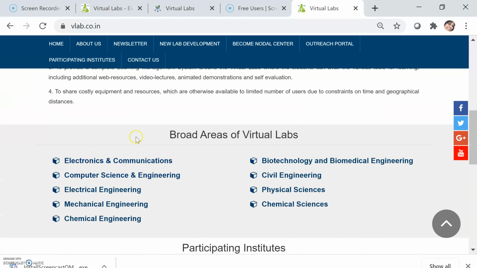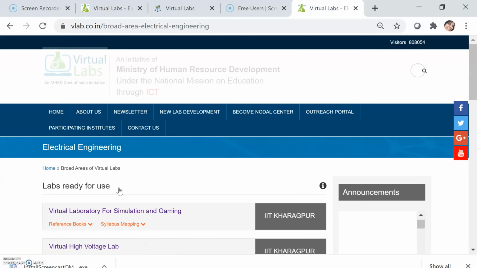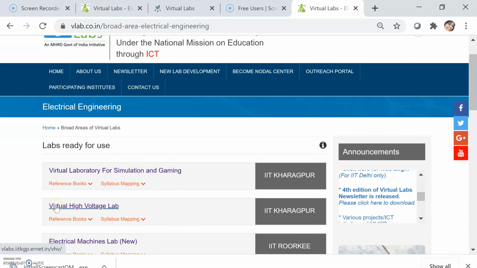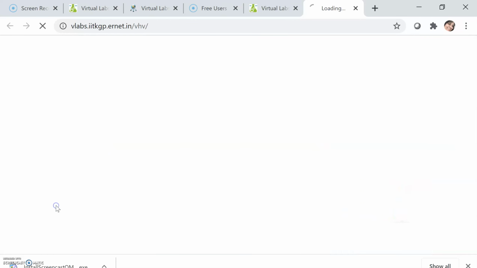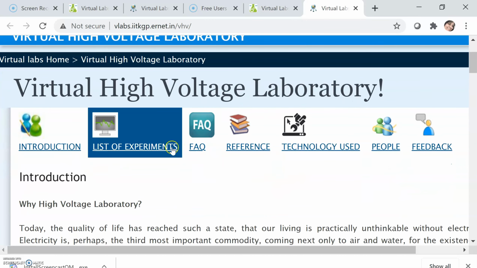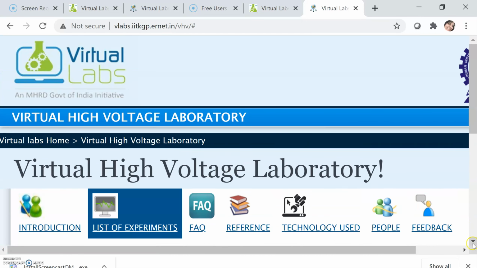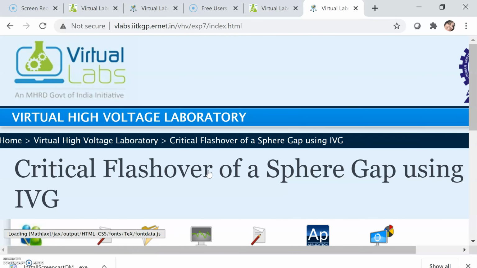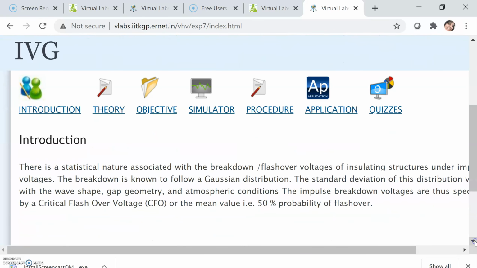So there are a number of subjects. Today we'll perform an experiment in the electrical engineering virtual lab of IIT Kharagpur. So go to the virtual high voltage lab from IIT Kharagpur. Then click on the list of experiments and you will see a number of experiments. Today we will see critical flashover of a sphere gap using impulse voltage generator. Just click on that.